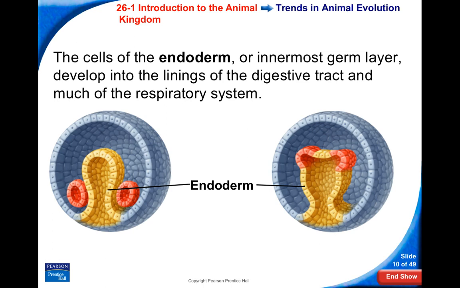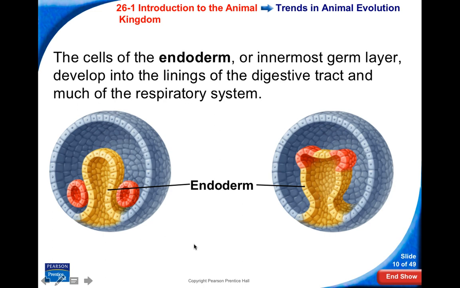Okay, so the first one that I wanted to point out was the endoderm. This is the innermost layer. We call these layers germ layers. The endoderm is the innermost one, and this endoderm eventually develops into the lining of the digestive tract and actually the lining of much of the respiratory system. So lungs or things that are similar to lungs, as well as the digestive system or gastrointestinal tract, that's what the endoderm turns into. Okay, and we can see it colored as yellow here and here.